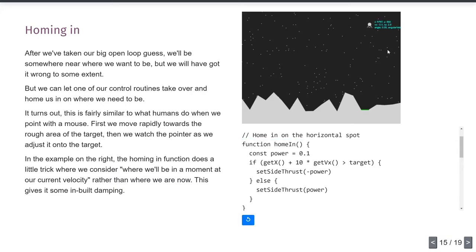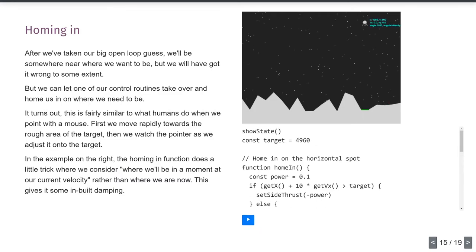And so let's let that go, and you'll see it moves left a bit, nope, too far, right a bit, nope, too far, left a bit, nope, too far. And that is a closed loop control thing, just bringing ourselves down onto the pad. Now, the way this one is written, well, first of all, turning the state on. Then I say, I want to show where my target is. Now, I happen to know that my target is going to be at 4960 is the position. So in this case, I happen to be straight above it.